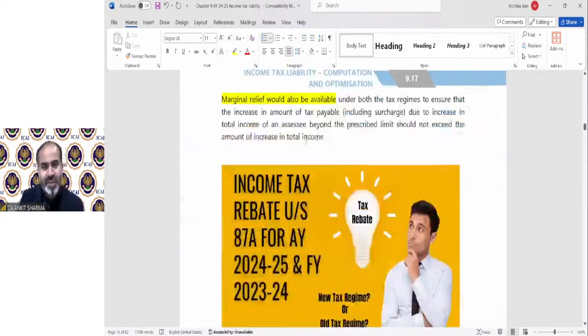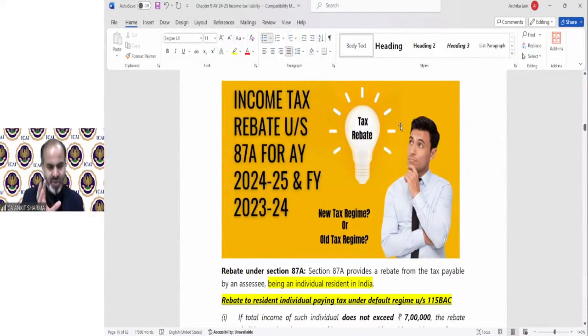The marginal relief concept, I believe, has also been discussed with you in basic concept chapter number 1. Okay. So can anyone tell me what is the meaning of marginal relief? What is the meaning of marginal relief in short? Or just tell me when marginal relief is applicable. You can tell me the meaning of marginal relief in one line. Let me see who revised chapter number 1 as I asked you.